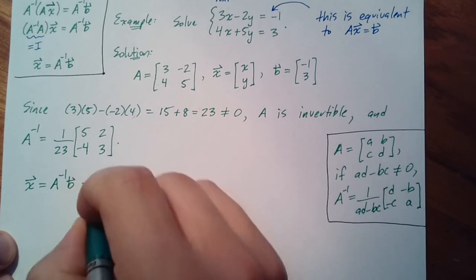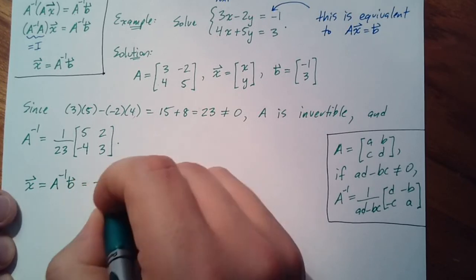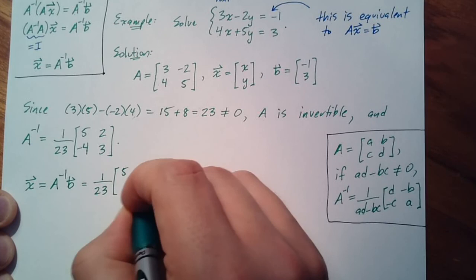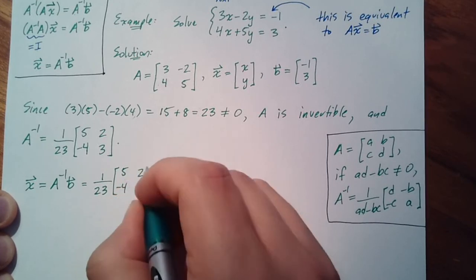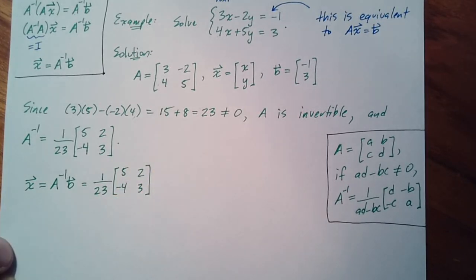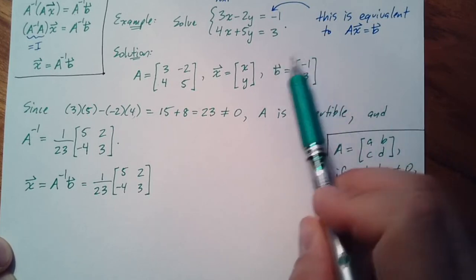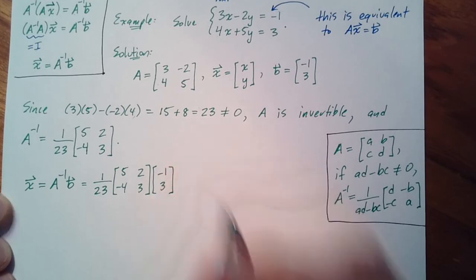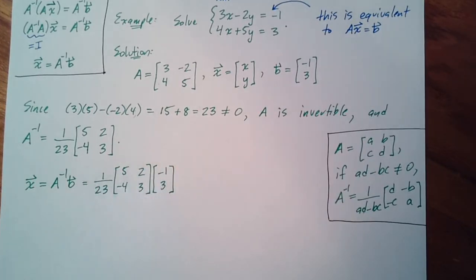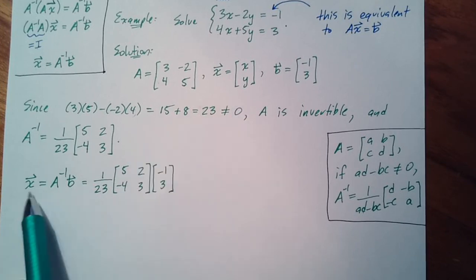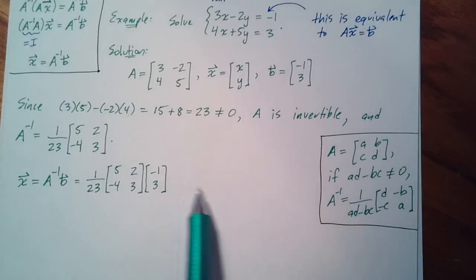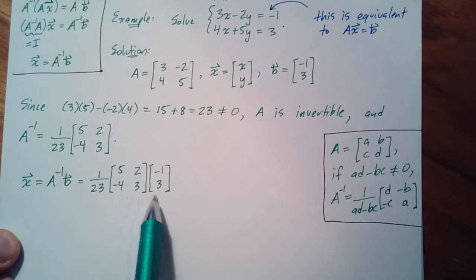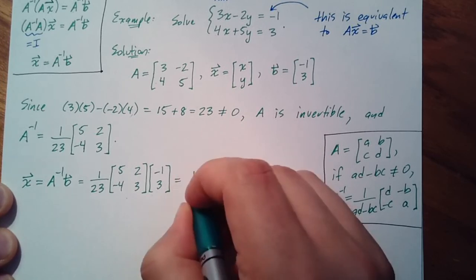So what does that look like? It's going to be 1 over 23 times 5, 2, negative 4, 3. That's our A inverse. And then we're going to multiply by the constant term or constant column up here, which is negative 1, 3. And then once we work out what all this is, we'll know what all the values are. Because this over here is actually x, y. So whatever we get for an answer, that will just be the solution written in column form. Let's multiply these matrices first. We can worry about the 1/23 after.